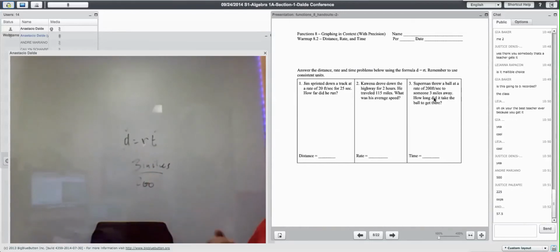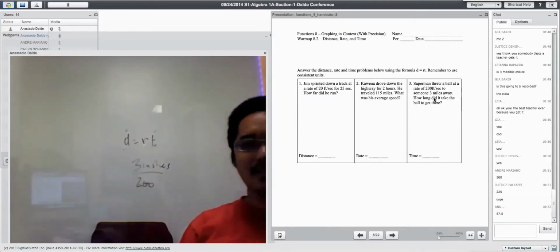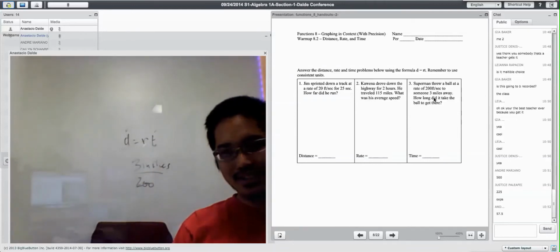My pen is dying. That sucks. Not only am I having tech issues, I'm actually having pen issues today. Mr. Dalday has issues today.